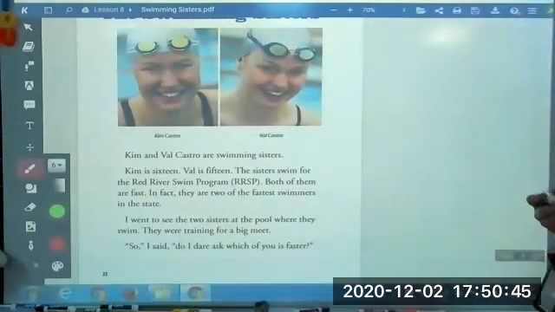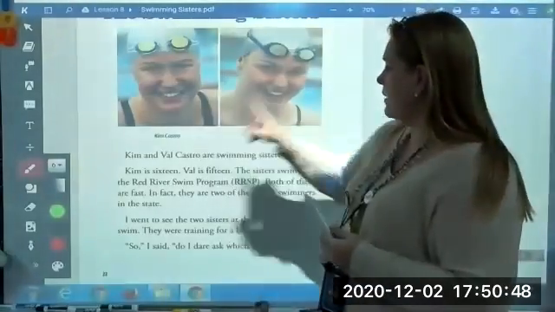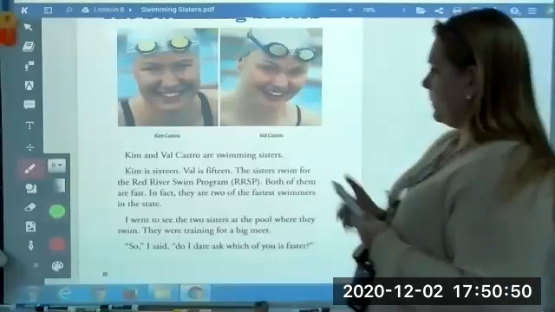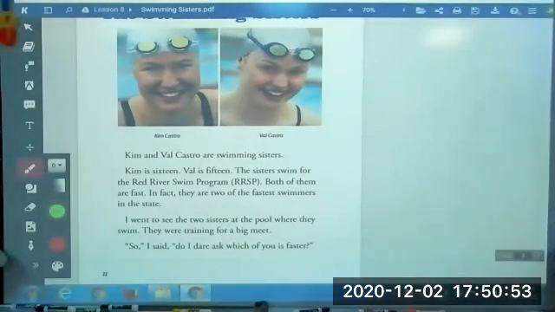The Swimming Sisters. This is Kim Castro and Val Castro. Kim and Val Castro are swimming sisters. Kim is 16. Val is 15. The sisters swim for the Red River Swim Program, RRSP. Both of them are fast. In fact, they are 2 of the fastest swimmers in the state. I went to see the 2 sisters at the pool where they swim. They were training for a big meet.